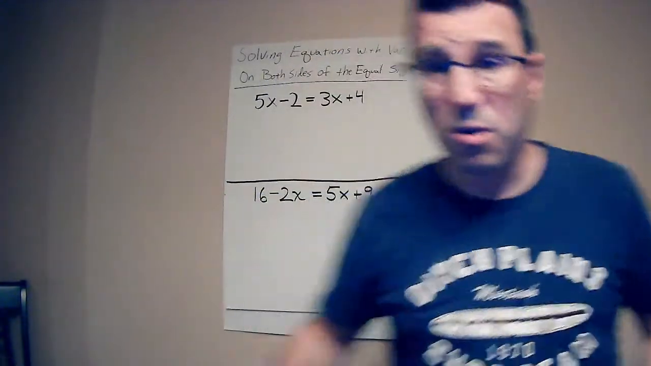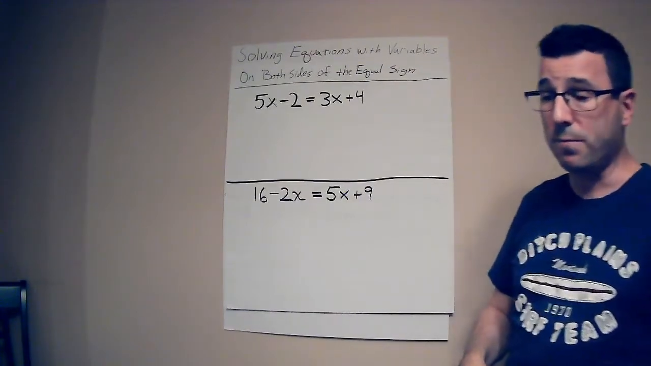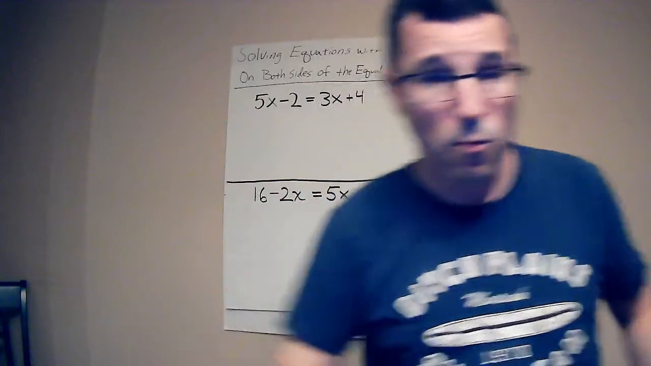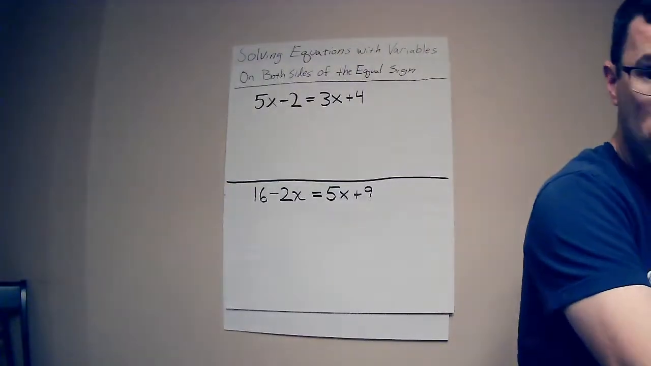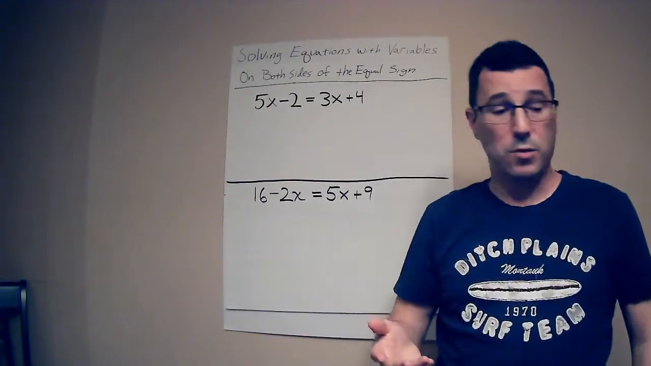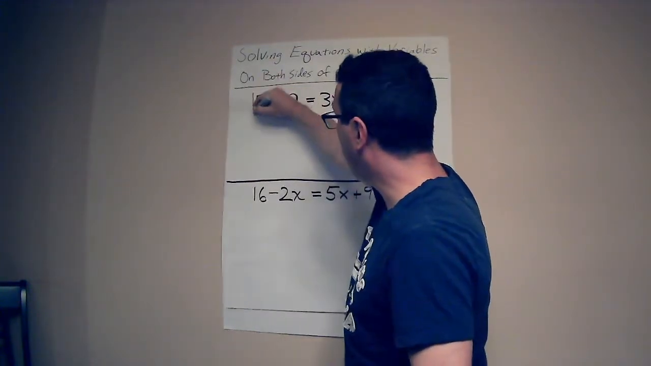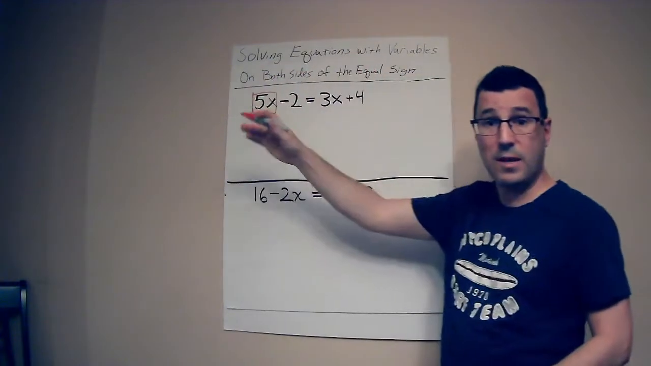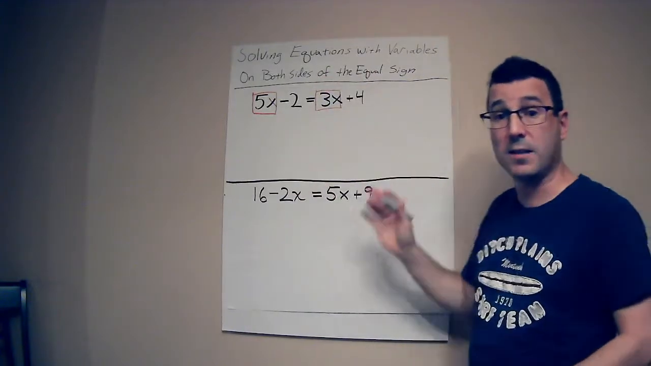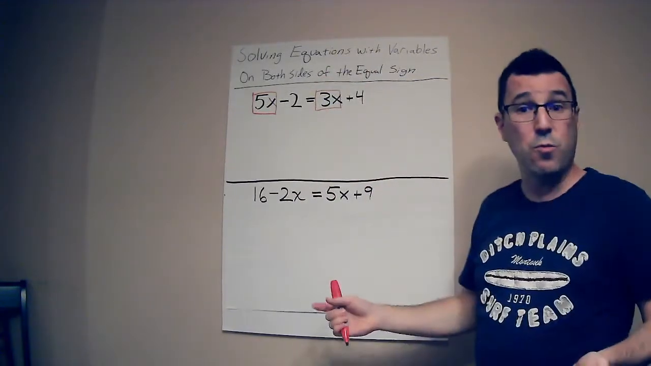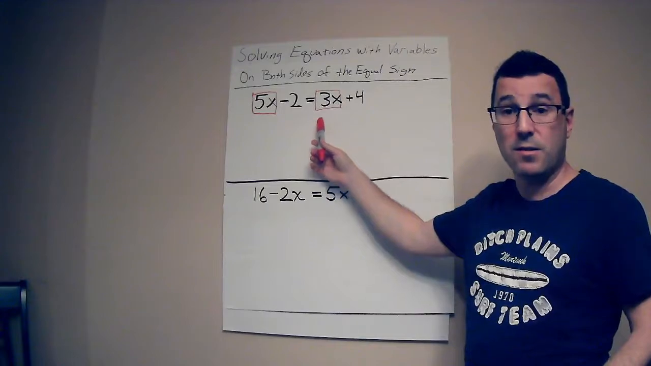So I'm going to start off with an easy one. 5x minus 2 equals 3x plus 4. Now, again, what we're looking for is to move the smaller of the two variables. So when we look at this, we're going to look at the variables first. We have 5x on the left-hand side of the equal sign. We have 3x on the right-hand side. And so when I look at this, I go, well, which one has the smaller coefficient? Now when we look at this, obviously it's the 3x.